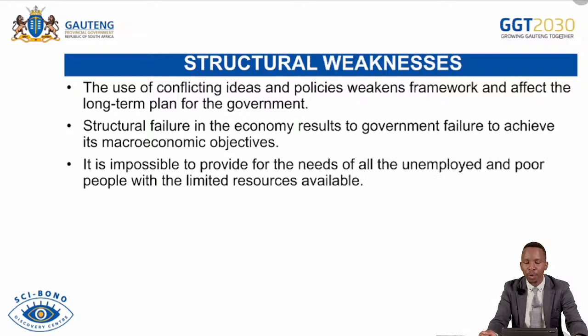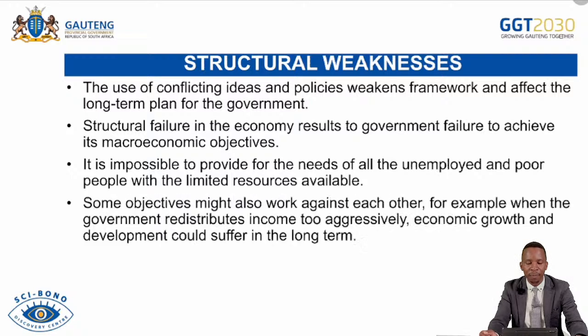It is impossible to provide for the needs of all the unemployed and the poor with the limited resources available in the economy. So some objectives might also work against each other. For example, when the government pursues good income too aggressively, economic growth and development could suffer in the long term.